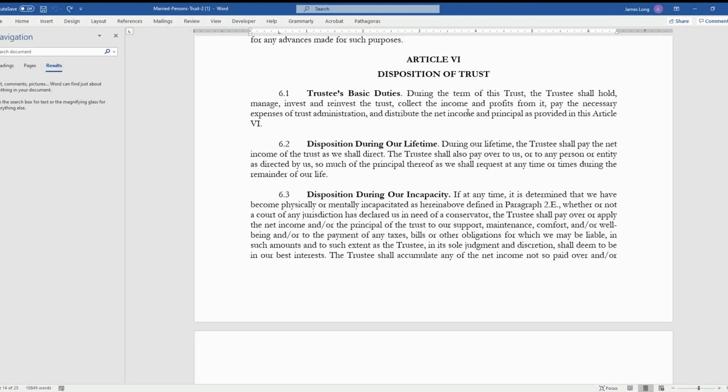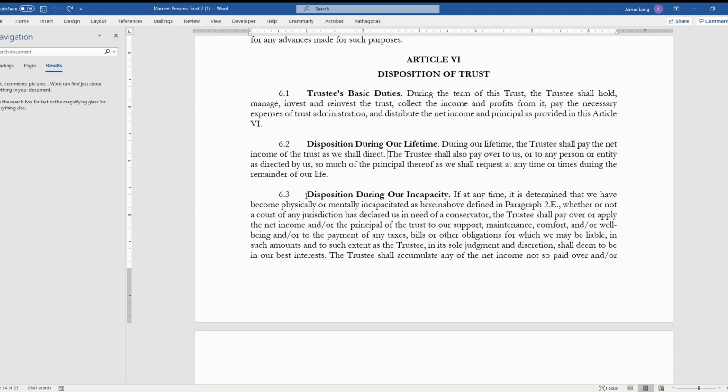All right, and finally we get to the disposition of the trust, which is in Article 6. It's the very last part of the trust. It's on around page 14 or 15. And this kind of tells you where the trust property is going to go during different events. So during your lifetime, the trust property gets to be used by you exclusively. And it says here, you'll see, during our lifetime, the trustee shall pay the net income of the trust as we shall direct. So if you are still the trustee, you're going to direct yourself to pay yourself however you want. But if someone else has taken over, they have to use the property for your benefit as you direct.